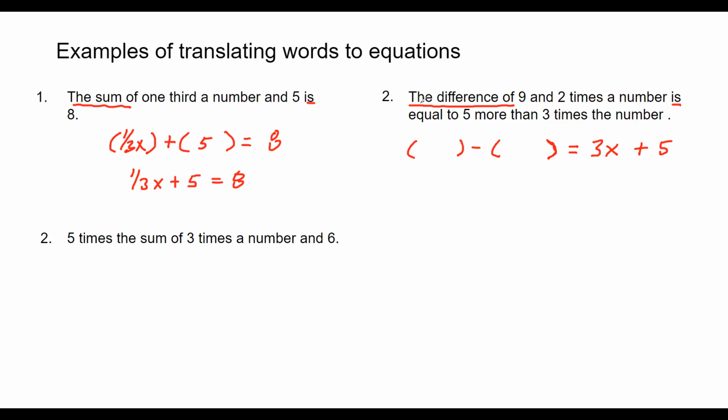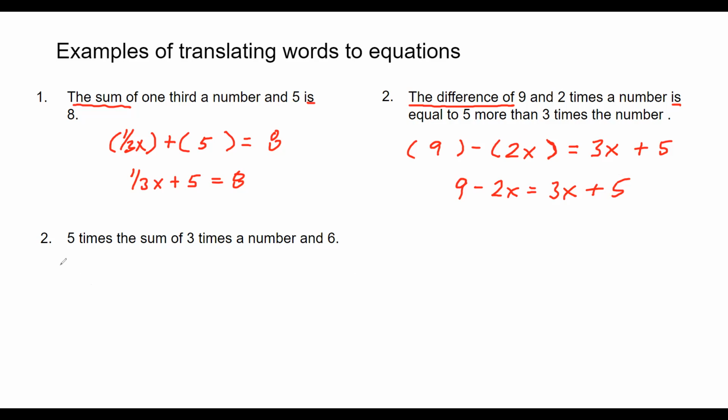Now let's go back to the beginning. The difference of 9 and 2 times a number. When we use the difference of, we want to take them in order. So the 9 is going to come first, and 2 times a number. That's going to be 2x. Now notice in this case, we're talking about a number, and this says the number. So we're only talking about one variable here. We don't have to worry about introducing a y. 9 minus 2x, I'm just dropping the parentheses. And that's what we get. 9 minus 2x equals 3x plus 5.